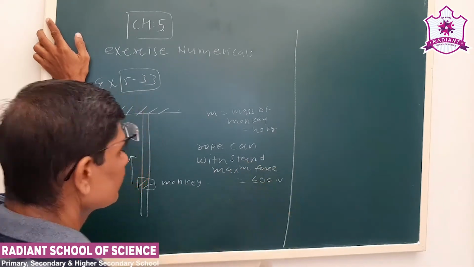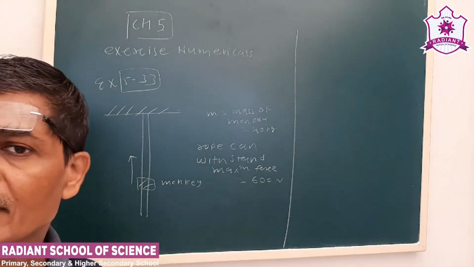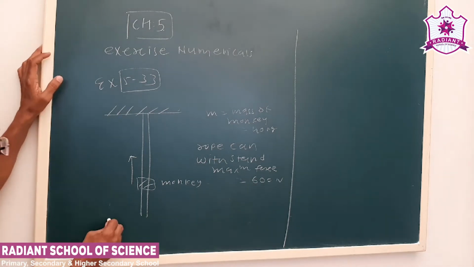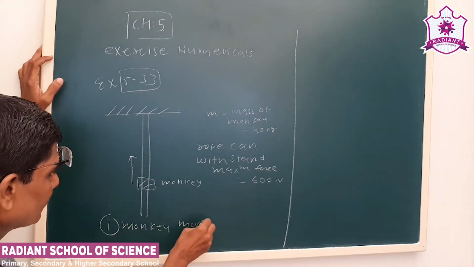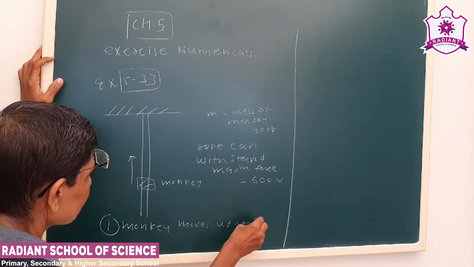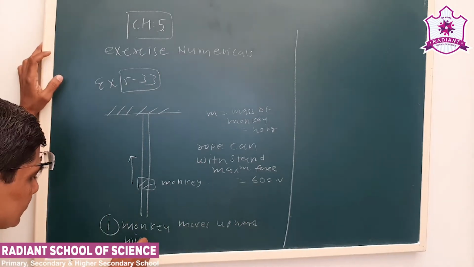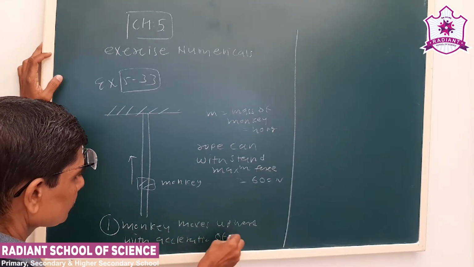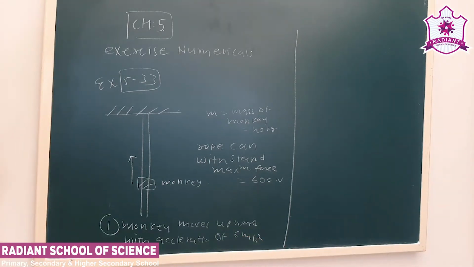Now the rope can withstand a maximum force of 600 Newton. Some different possibilities are given. We have to find out in which condition the rope will break. First, the monkey moves upward with an acceleration of 6 meter per second square.